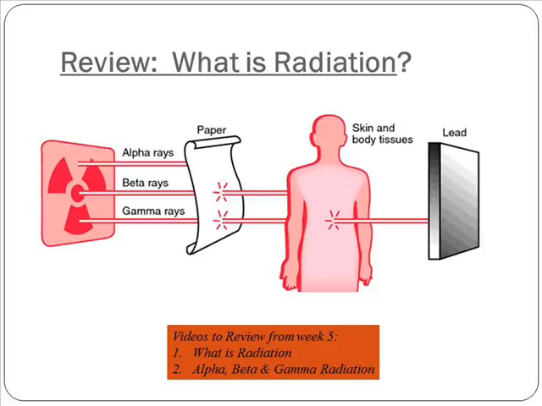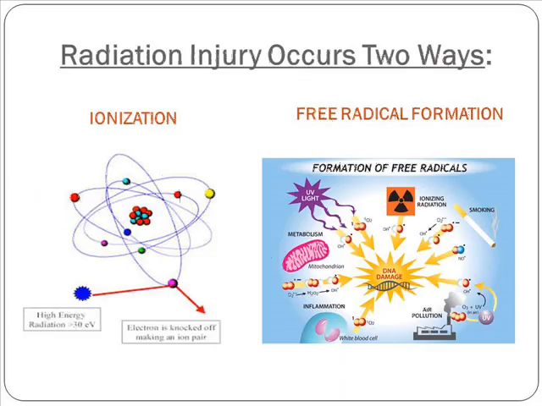And then gamma rays and X-rays as well can go through not only paper and objects but can go through us, through our skin and tissues, but cannot go through lead. So a little review of that refresher. If you need to go back and watch the videos from week 5, I would encourage you to do that.